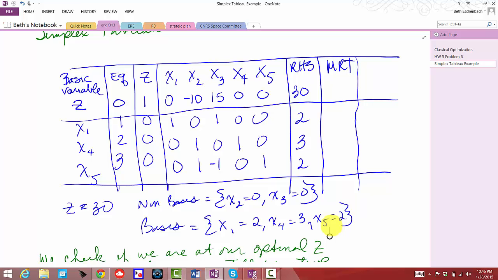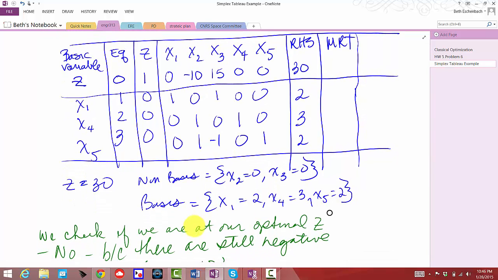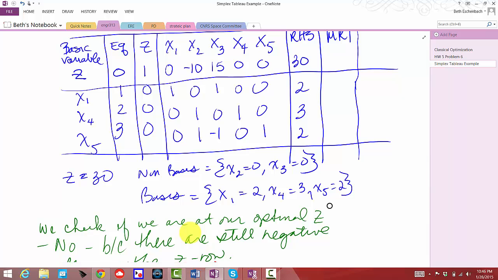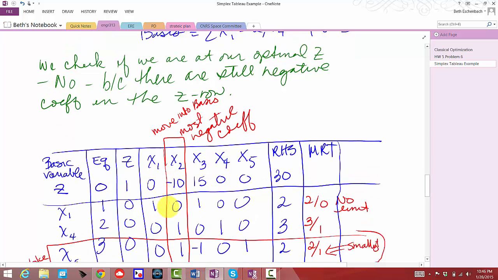We look at this and we go, are we at the optimal value yet? And we'll say, well, no, we're not, because we still have this negative 10 in the Z row. And that means that we could improve the value of the objective function. Once there are no negative values in the Z row in equation 0, that means we'll have found our optimal value. So we have to go through the process again. And I'm hoping you're getting good at it.